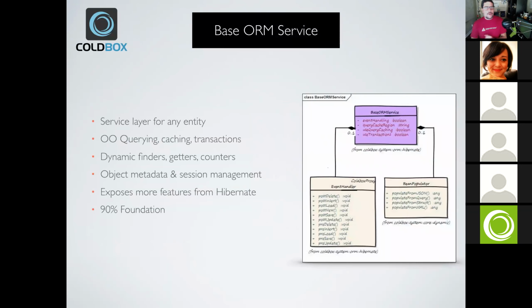Now let's start with the base ORM service. Actually, maybe I'm going to go through some of the features in cborm, and then I'm going to go through the different stuff that we did with cborm 2. So cborm, the base ORM service, is a service layer that we have created for you that you can work with any entity in your system.